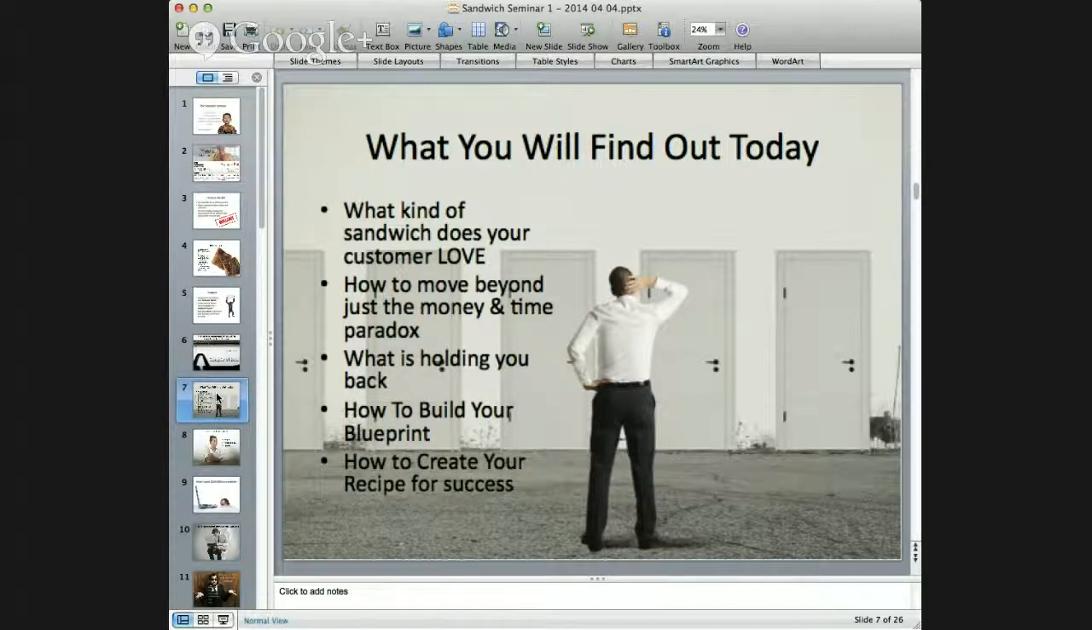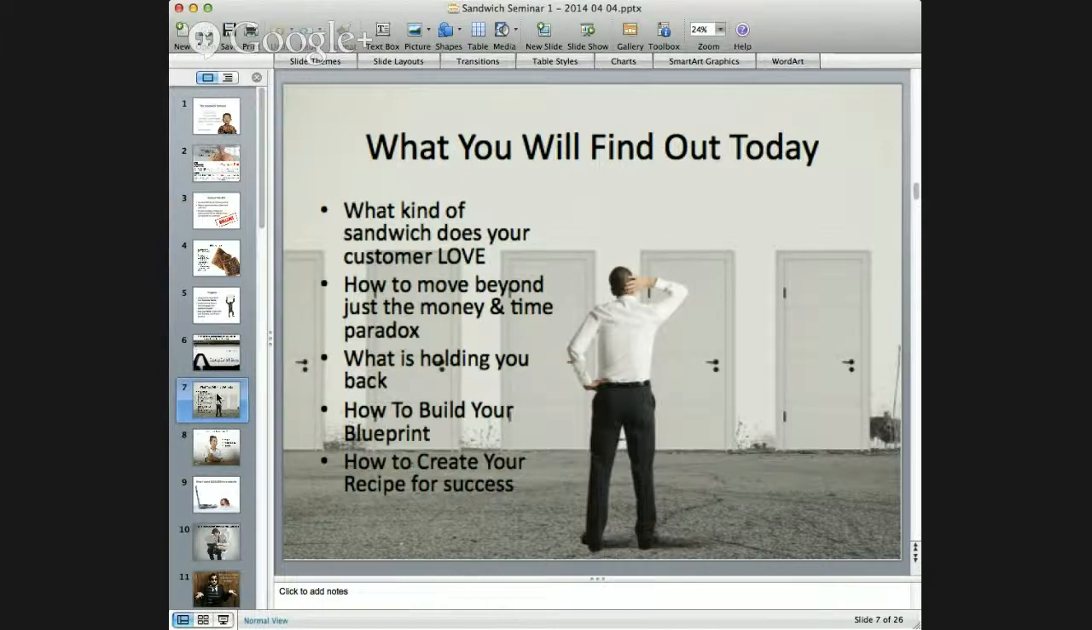How to move beyond just the money and time paradox, right? Yes, money is important. Yes, time is important. But what do you do about that? How do you save money? How do you save time? Right? How do you actually do these things? What's holding you back as well? Online, like I said, is very, very busy and there are lots of things to consider. So what's holding you back? And you've seen the success stories, right? How do they get there? What are they doing differently? And that's what I'm going to cover as well.